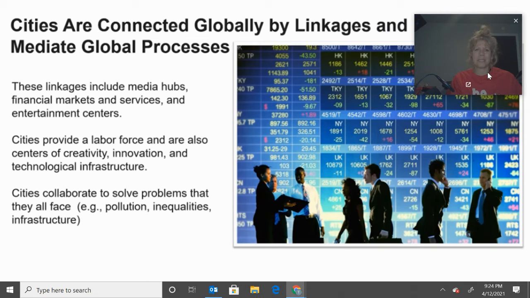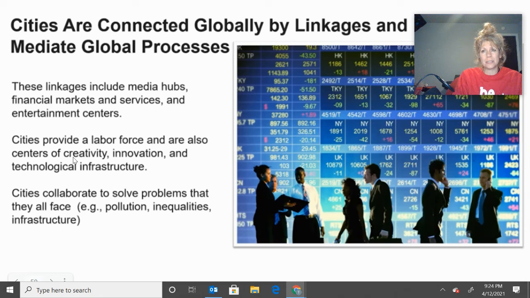All right, cities are connected by global linkages and immediate global processes. So I would list some of these as bullets alongside that of ways these cities connect globally. So they connect through media hubs, financial markets and services, and entertainment cities. So cities do provide a labor force and are also centers of creativity, innovation, and technological infrastructure.